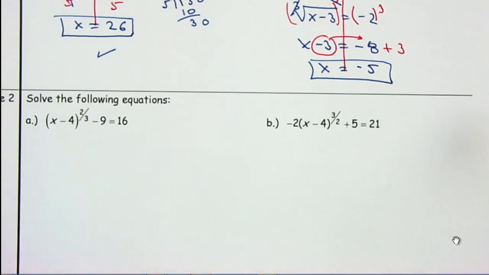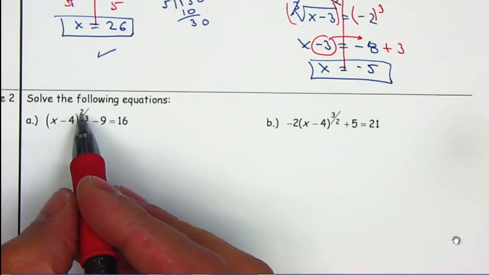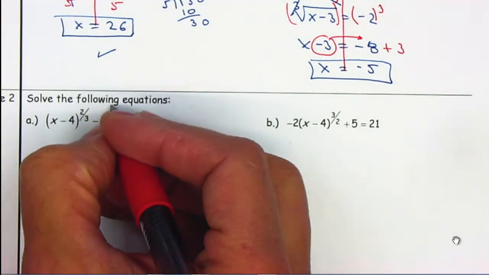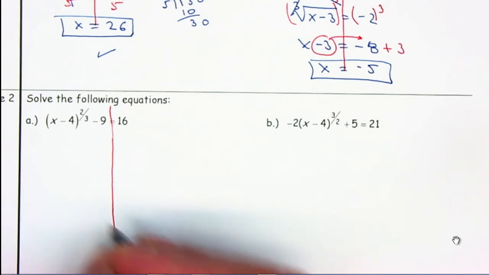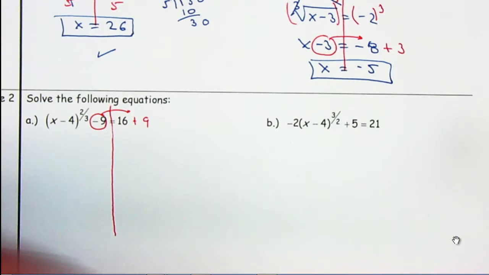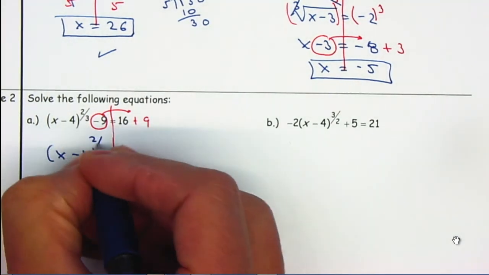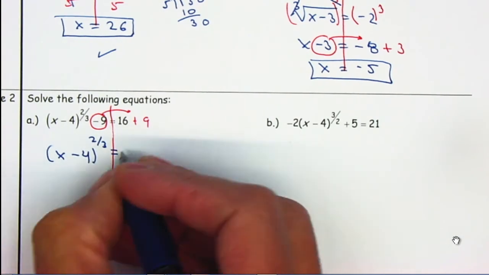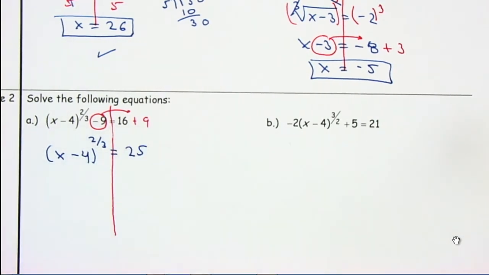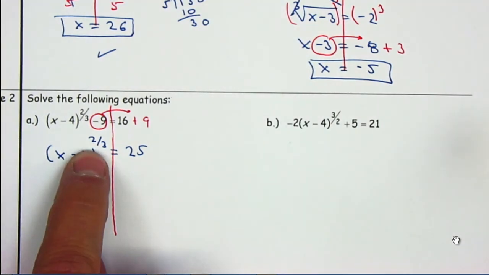On example number 2, we notice that we have rational exponents. We have fractions as exponents. We're going to go through the same process. The most logical step will be to move the 9 to the right hand side, becomes a positive 9. I have x minus 4 to the 2/3 is equal to 25. Now I want to be able to cancel the exponent or just make it a 1. I want to make the exponent a 1.